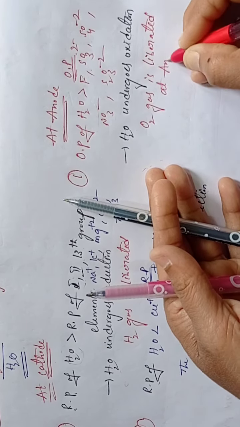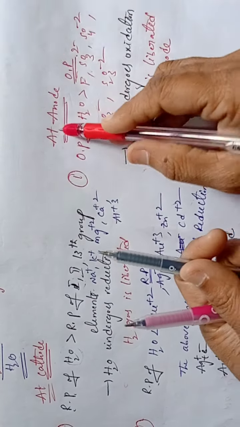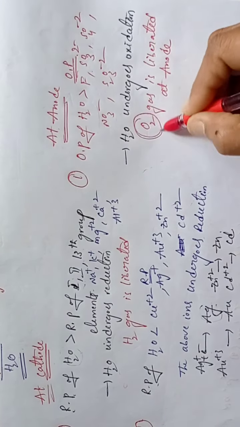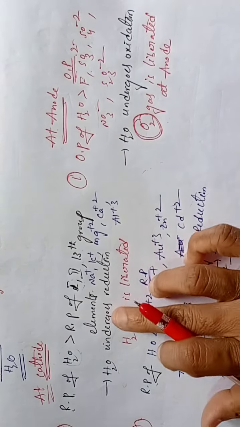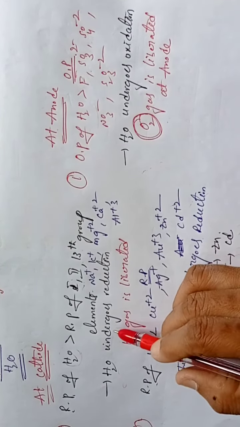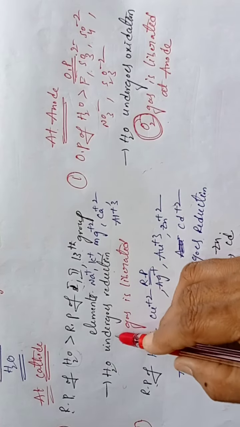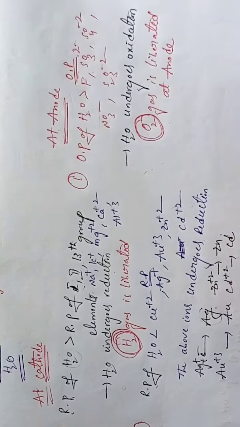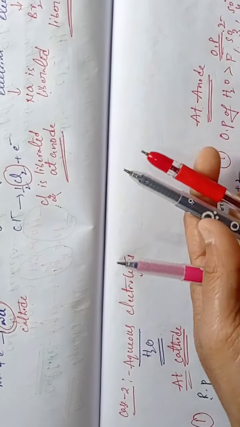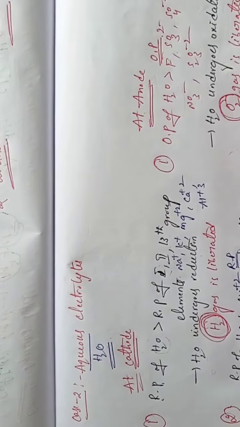O2 gas is liberated at the anode. So at anode which gas is liberated? O2 gas. Are you following? At the cathode, if water is undergoing reduction, which gas is liberating, students? Hydrogen gas is liberating. You just remember. If you take aqueous, it means water.